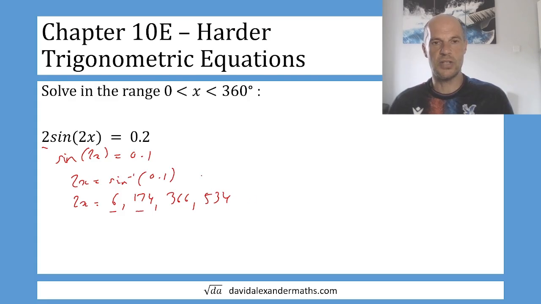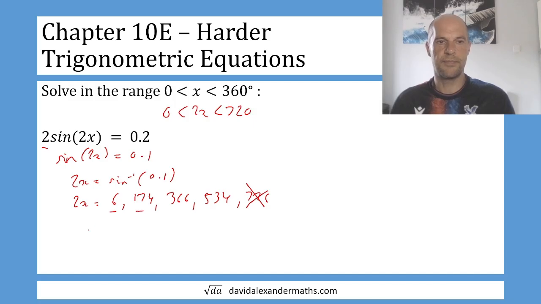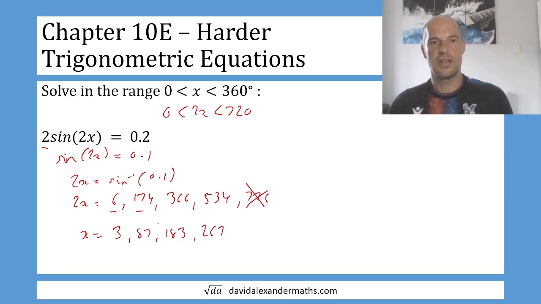But let's think about how much further we need to go. So if x is between 0 and 360, then 2x is going to be between 0 and 720. Okay, well, we're quite a way off 720. Let's add 360 to 366. So we're going to get 726. That is greater than 720, so we have got them all done. So therefore x is half of 6, which is 3. 174 divided by 2, which is 87. 366 divided by 2, which is 183. And 534 divided by 2, which is 267. Sorry, these should all have degrees. In fact, all the previous ones should have degrees on as well.